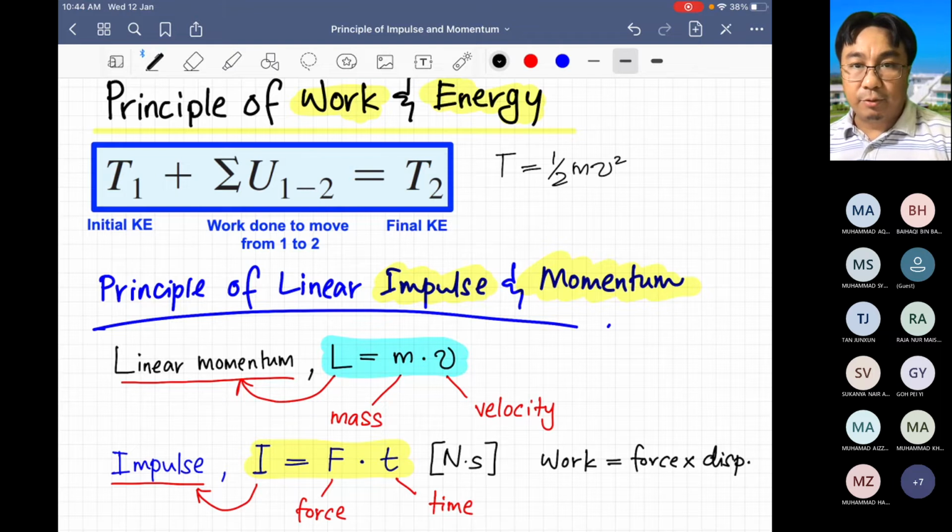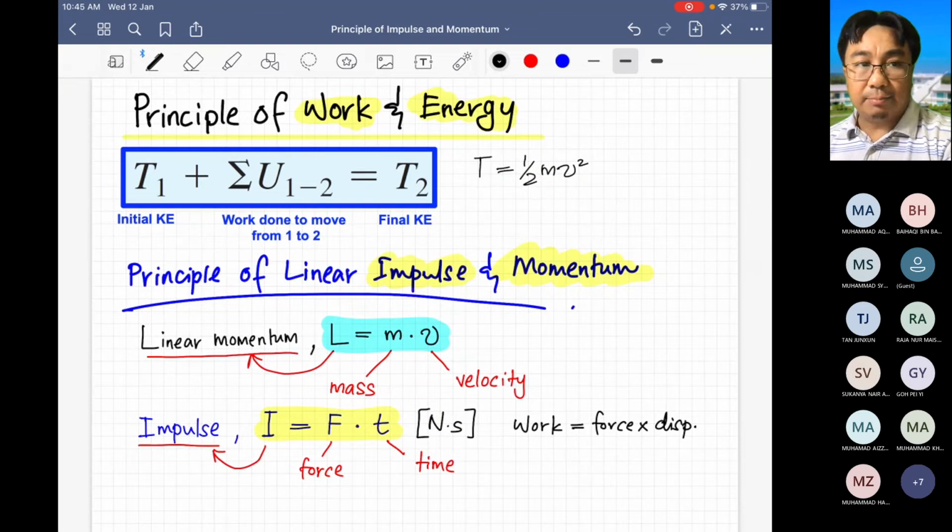Okay, what is the unit for momentum? Momentum, mass times velocity, kg meter per second. Okay, kg meter per second is the unit for momentum. Alright. Okay, so now we have looked at linear momentum, and we have also looked at impulse. So how do we combine this into the principle of linear impulse and momentum?